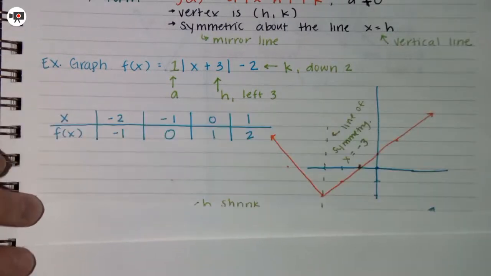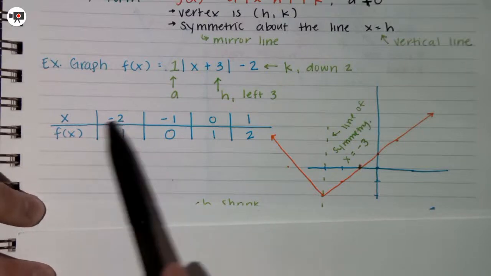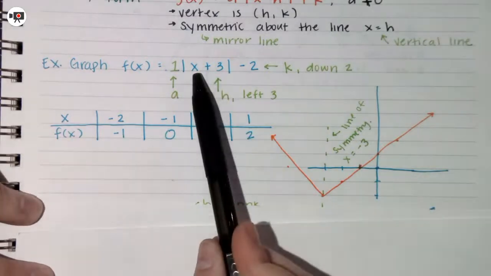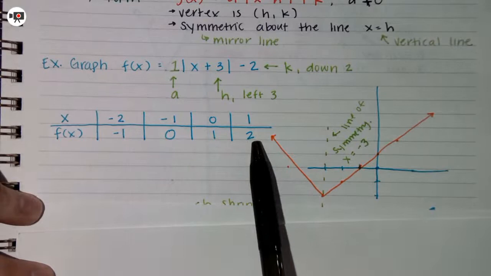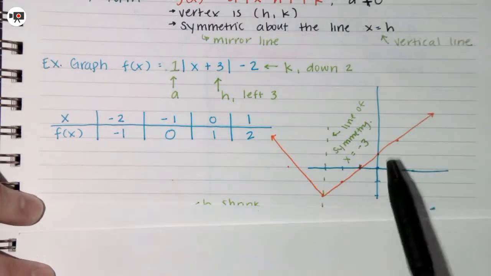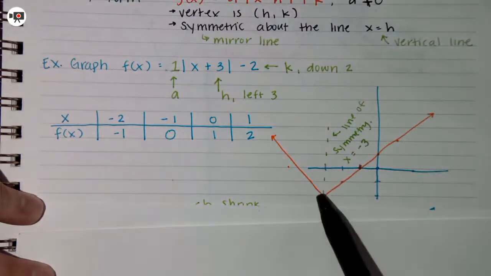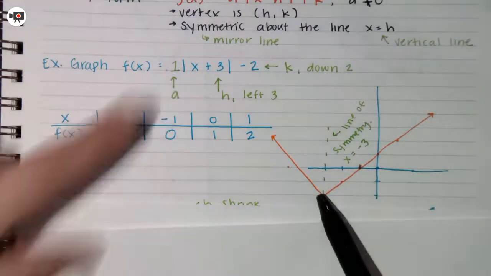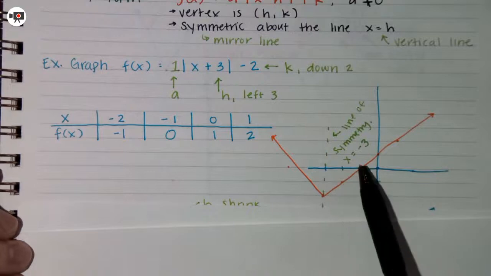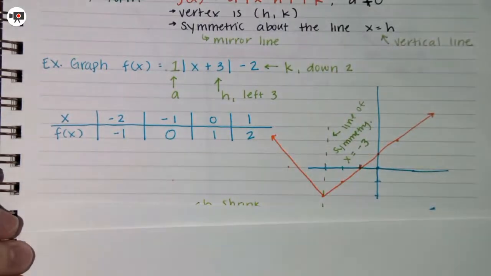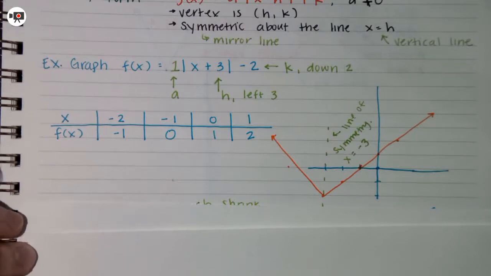I could make a table of values, plugging in some x's here and getting out different f of x, and then I could graph it, or I could think I would shift to the left 3, down 2, and my slope is 1, so I go up 1 to the right 1. And I have my line, or my absolute value function. It's not exactly one line.